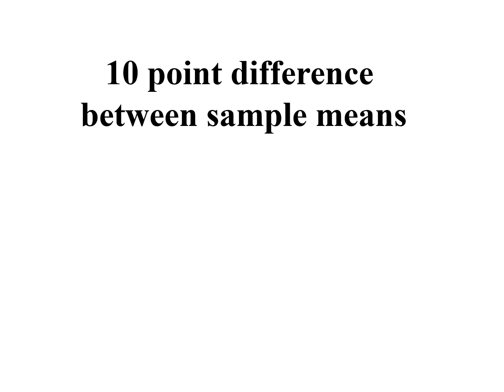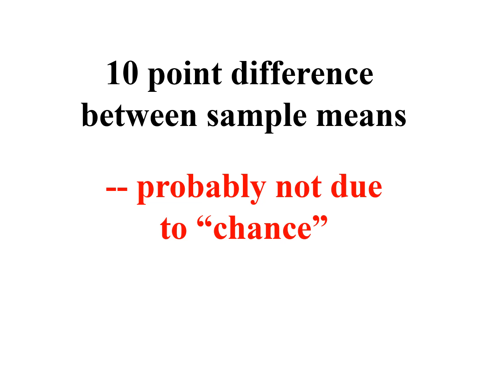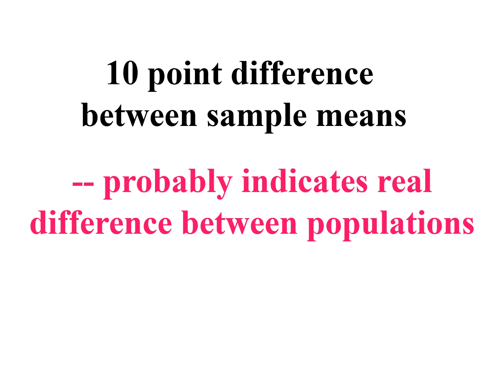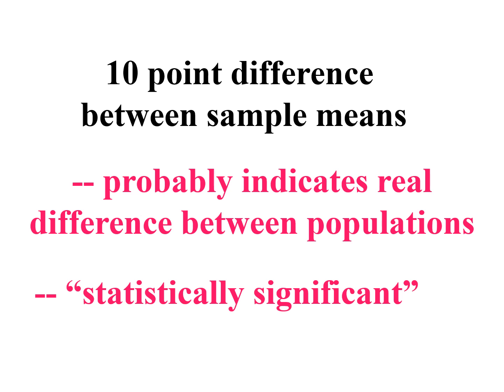The 10-point difference between sample means is probably not due to chance, or to be a little more specific, the difference between sample means is probably not due to sampling error, or to put it a third way, the difference between sample means probably indicates a real difference between the populations. Finally, to put it a fourth way, the difference between the sample means is statistically significant. These are just 4 ways of saying the same thing.